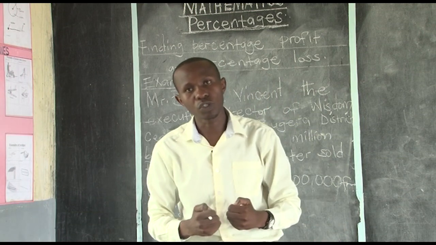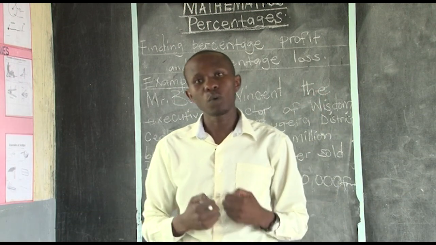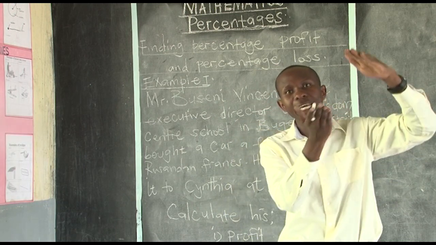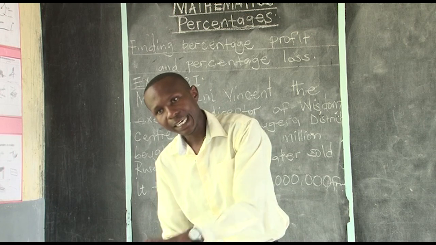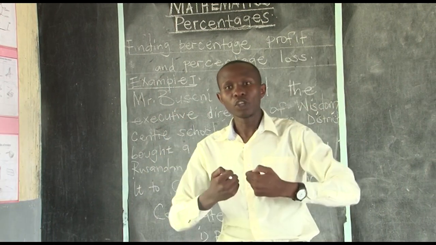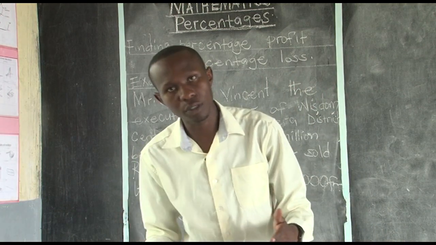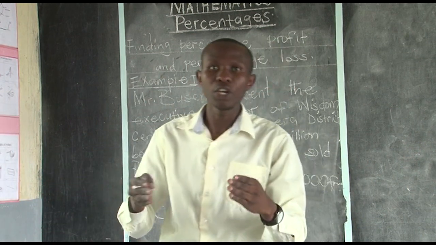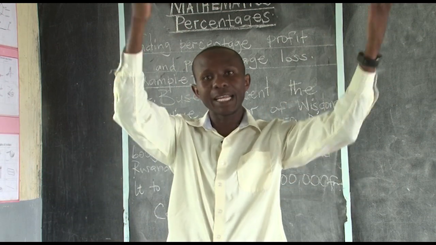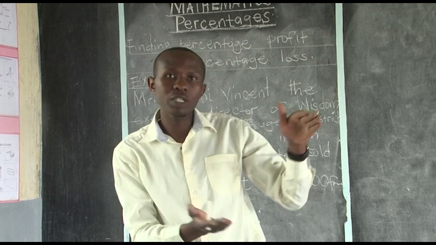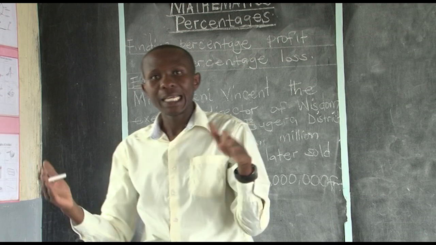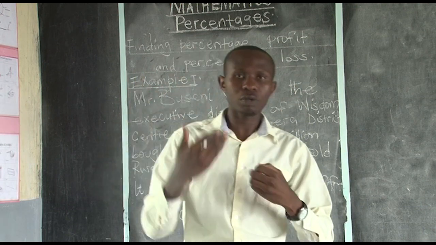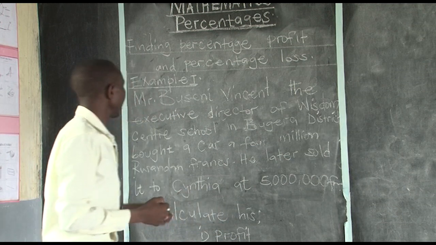Let's come to the word loss. What do we mean by the word loss? Simply, when we talk about loss, this is how it comes. When you buy something at a high price, then you sell it at a low price, you've made a loss. For example, you buy a pair of shoes at 10,000, then after buying, you sell it at 8,000. You realize that the money you bought it for is more than the money you have sold your item for. So the difference between the money you have bought and the money you have sold is what we are calling a loss. That you have lost is what we are calling a loss. So let's look at example one.